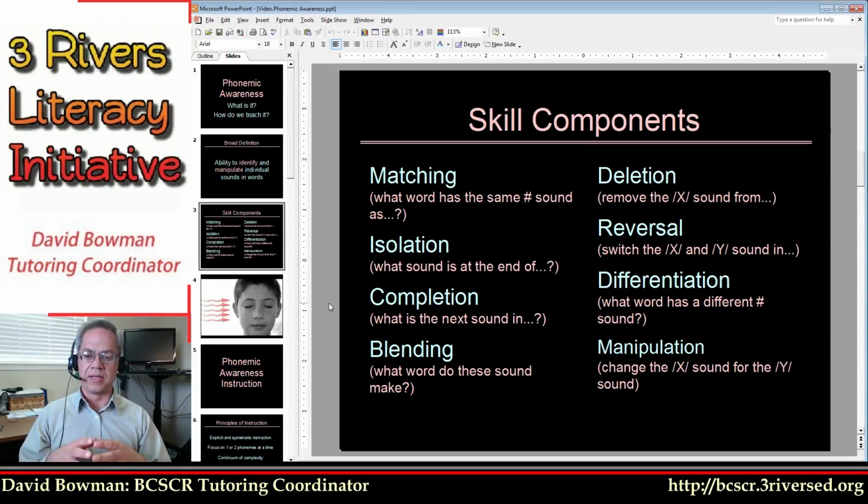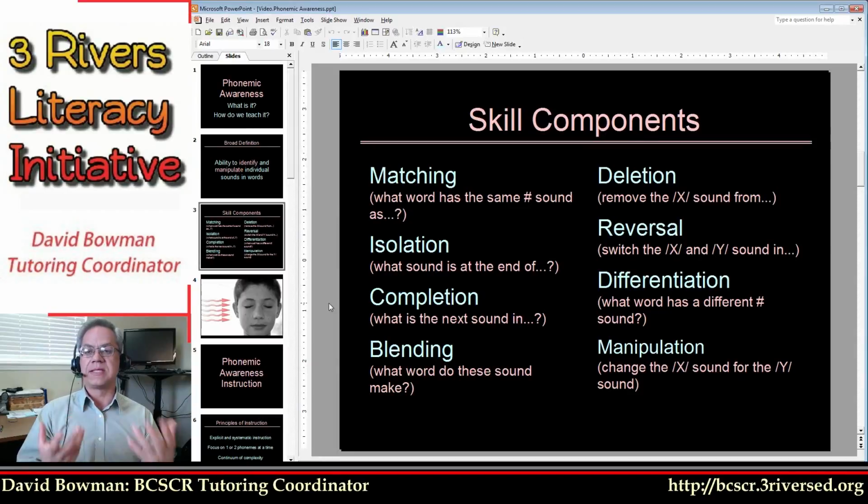So that's phoneme completion. Phoneme blending is the old Sesame Street model basically. I say, what word do you hear from these sounds? Gr, a, f, e, k. And the student would be able to say graphic. Basically, take multiple sounds and blend them together into a single word.